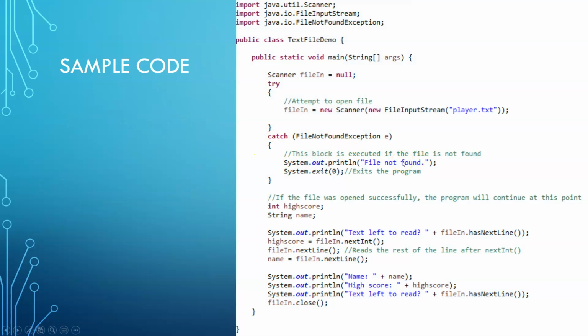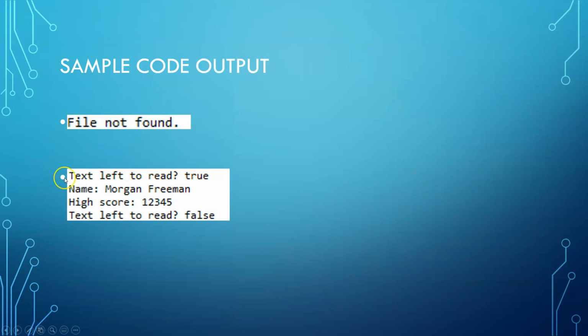But if the program can find the file, it's going to say text left to read, true. That's just telling you that there's something still in this file. It hasn't reached the end. Awesome. Name, Morgan Freeman, high score, 12,345. Text left to read, false. Because after this point, there's nothing left in the file, and it's done.